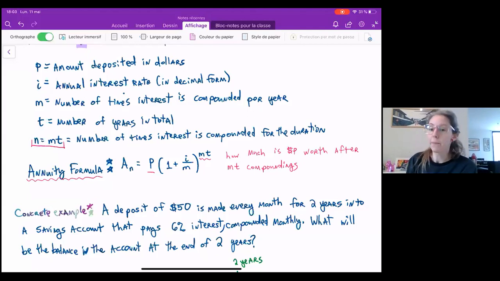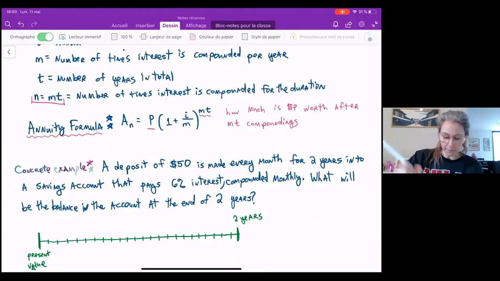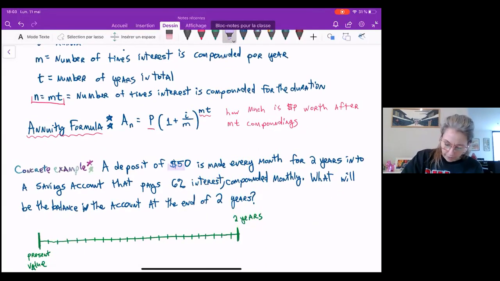So the first thing that I'm going to do with this problem is find all of my variables up there, P, I, M, T, and N, from the problem that we have here. So P is the amount deposited in dollars. So how much am I depositing? I am depositing $50. So my P is equal to $50.